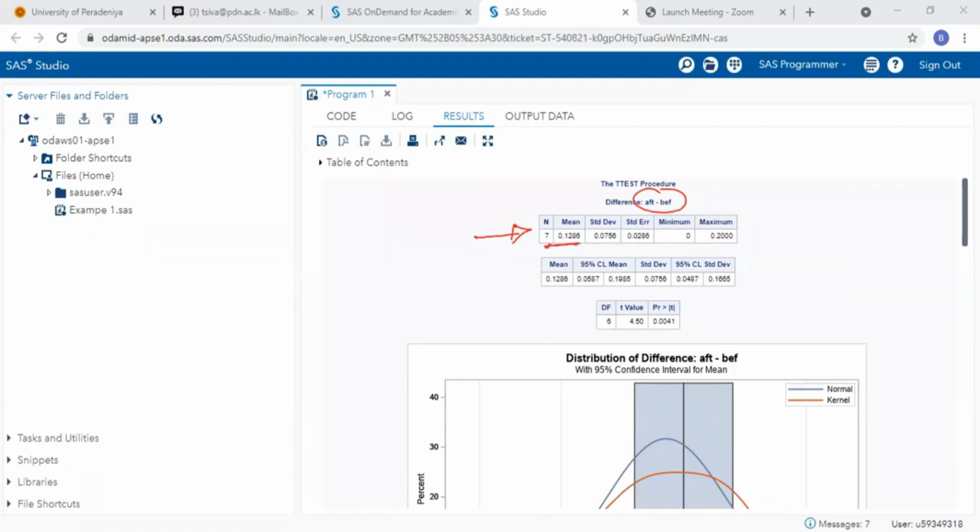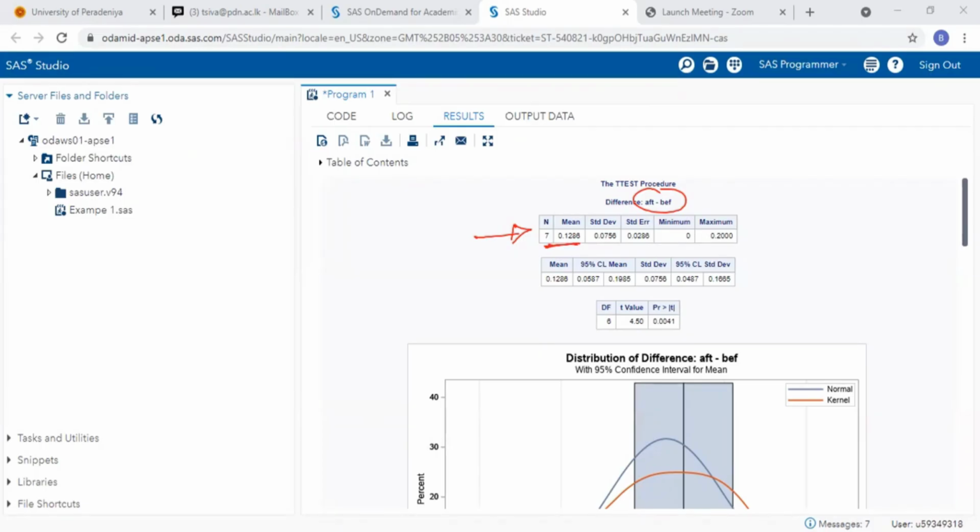Earlier you could have observed that this was only a minus value. Now it is a plus value. That is the only difference, but the rest of the things are the same. So whether it is before minus after or after minus before doesn't matter.